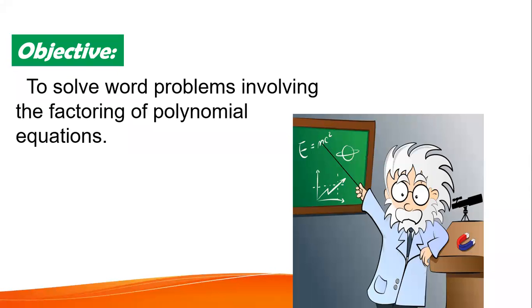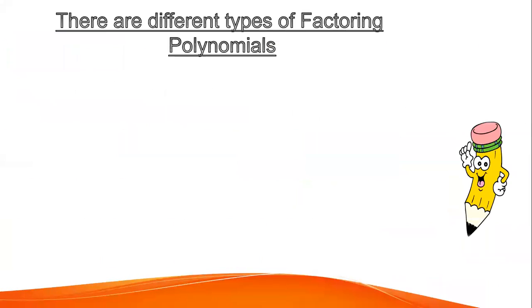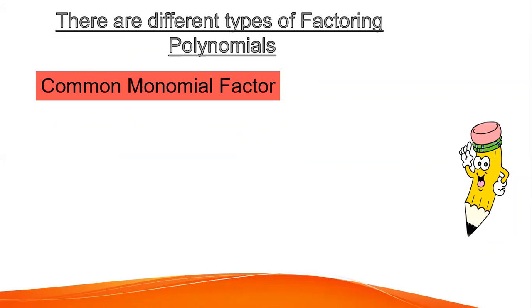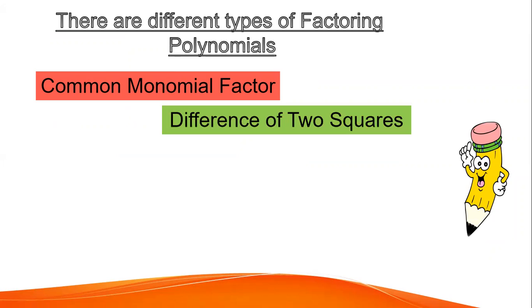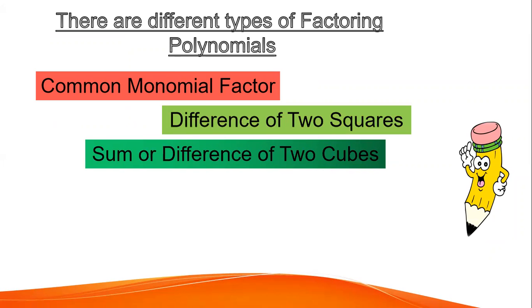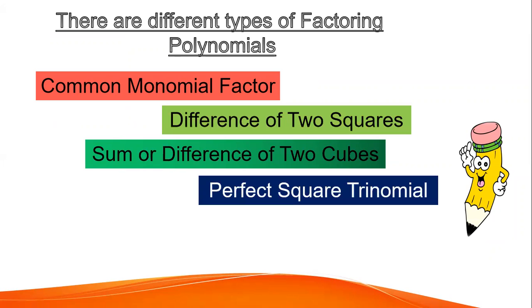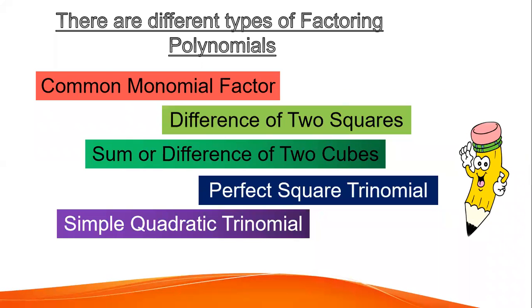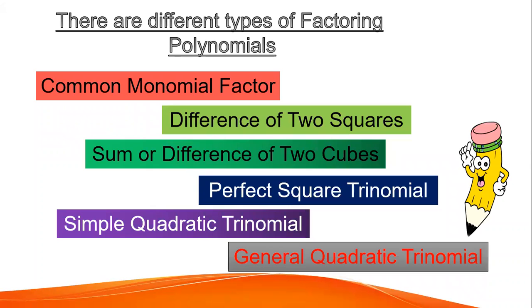The objective of this lesson is to solve word problems involving the factoring of polynomial equations. There are different types of factoring polynomials. If you still remember the common monomial factor, difference of two squares, sum or difference of two cubes, perfect square trinomial, simple quadratic trinomial, and the general quadratic trinomial. So be sure that you still remember the different types of factoring polynomials.